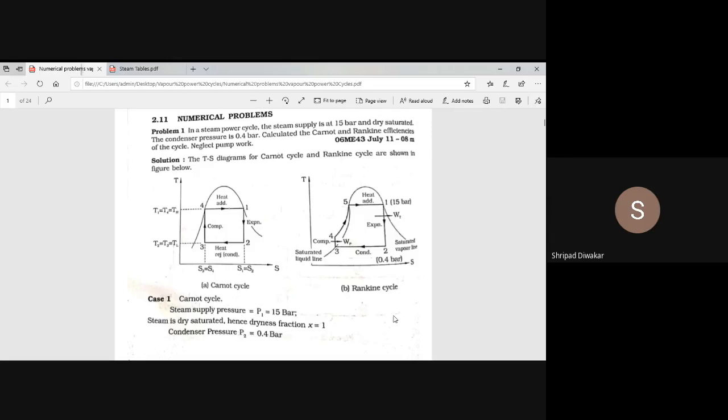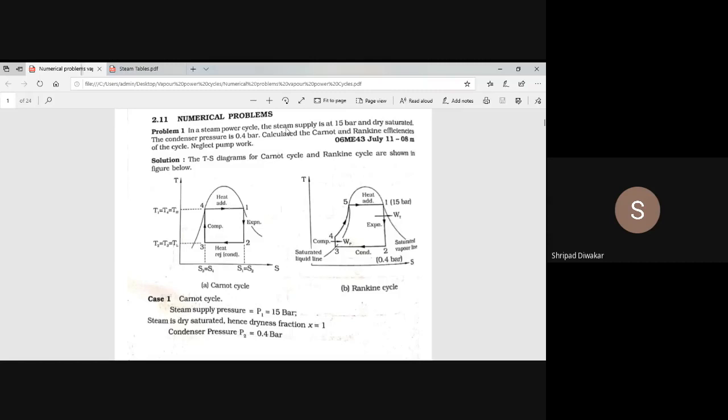Now first I am going to find out the Carnot cycle efficiency. Before that you have to write the given data. In steam power plant cycle, the steam supply is at 15 bar. It means that the value of P1 is given as 15 bar.